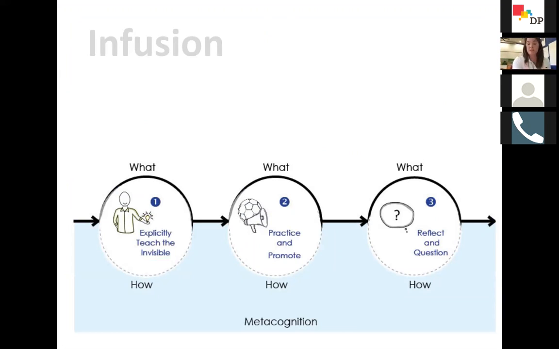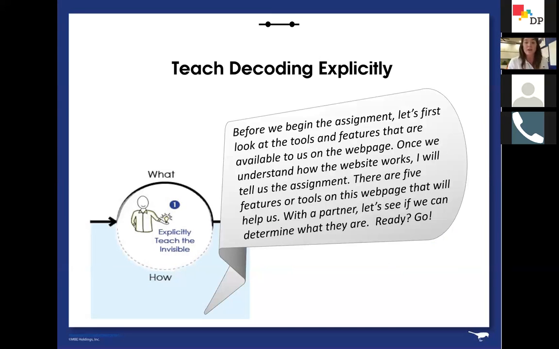But if we look at this model, first thing I have to do if I want to infuse digital decoding is I have to teach these decoding skills to my learners explicitly. Then I have to provide opportunity for them to practice decoding skills and promote the use of decoding skills in my teaching, and then reflect on how decoding skills helped us navigate what it was that we were trying to learn.